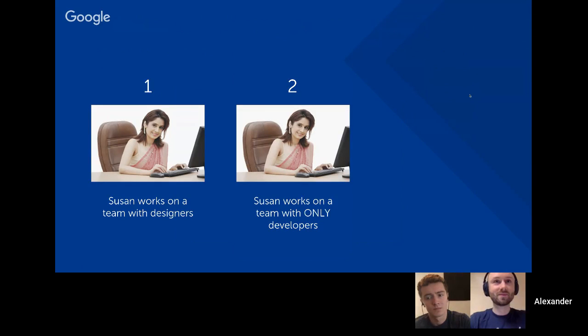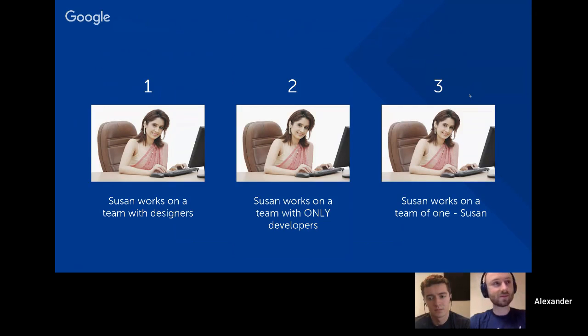Scenario 2, Susan is on a team of developers and only developers. There's no design team. Now, it is the responsibility of one of the devs to incorporate a design cycle into the dev cycle and make the app look good here. The other scenario is Susan works for a team of 1, which is just Susan. Now, if you're wearing many hats, or in this case, all the hats, then it's your responsibility to make the app look good. Yes, Susan, it's your responsibility.